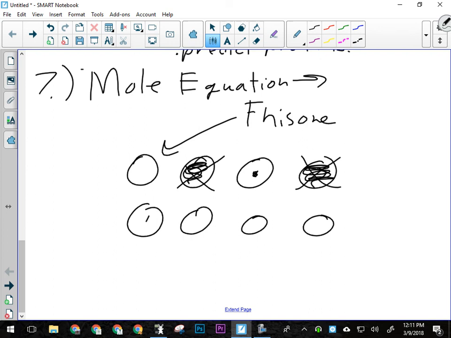Show all your work. If it's a problem-solving question like a mole equation or something like that, show all the steps. They're all worth marks, and if you make a calculation error, then at least you get 3 out of the 4, 2 out of the 3, or whatever. So show all of your work as you go.